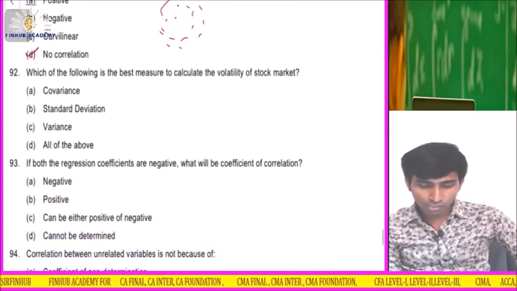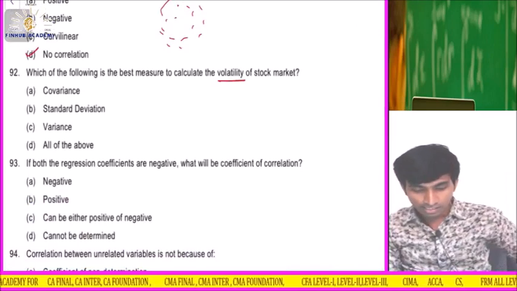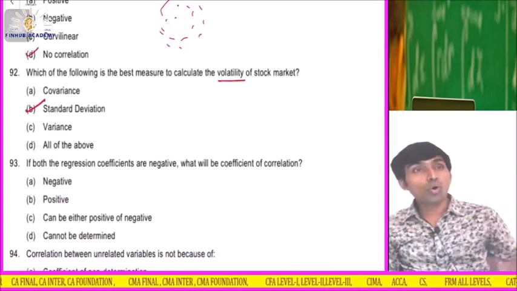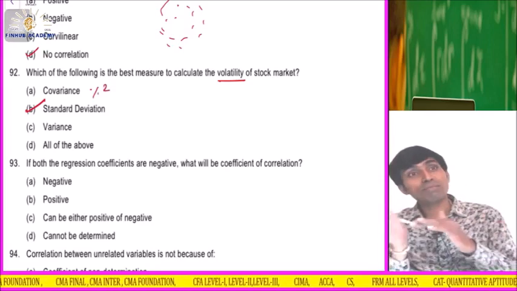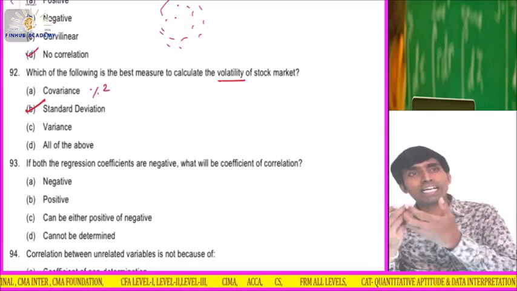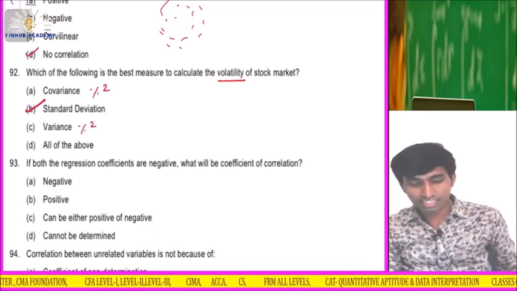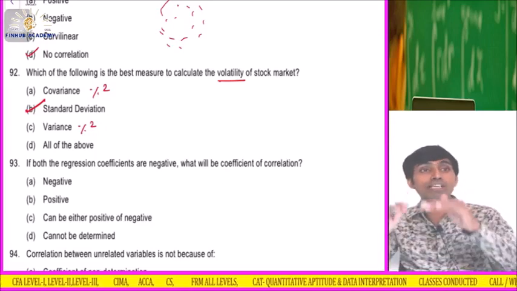Which of the following is the best measure to calculate the volatility? Volatility means scatteredness. So it is standard deviation. Covariance gives what? Co-movement between two things, but it is in percentage square, or it will be in squared terms. So we can't take something which is in squared terms. Same is the problem with variance. Therefore variance root we take, which is standard deviation, which is used for the fluctuation, volatility.